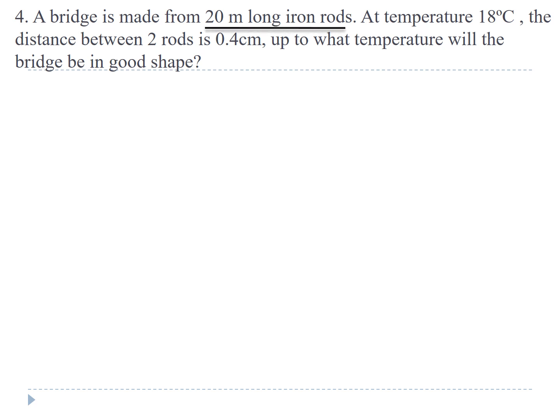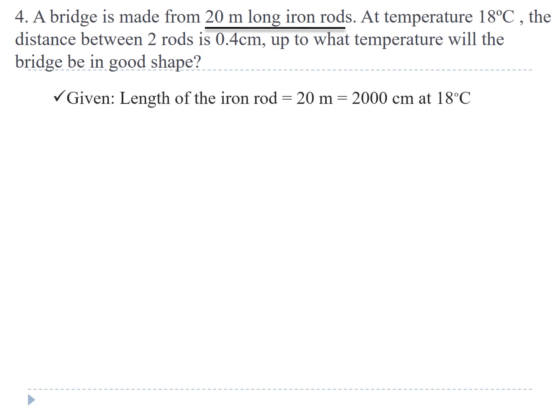20-meter long iron rod, that is what is being given to us. So let's write what is given. Given is length of the iron rod is 20 meter. Okay, now what are you going to do? You're going to convert this meter into centimeter. Okay, now we know 1 meter is 100 centimeter. So 20 meter will be 20 into 100, that is 2000 centimeter, and this is at 18 degree Celsius.